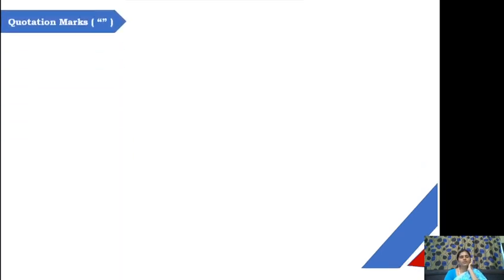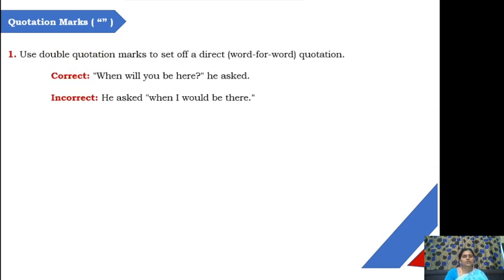And the other one is quotation marks. When to use these quotation marks? Use double quotation marks to set off a direct quotation. That means the direct words of the speaker. To indicate the direct words of the speaker, we put that part in quotations. "When will you be here?" he asked.